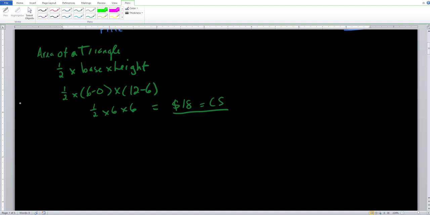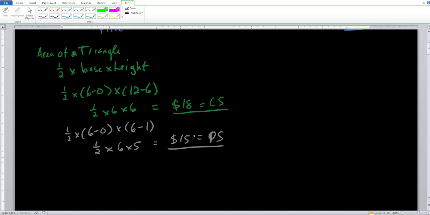Let's go ahead and jot that down. So for producer surplus, it's 1/2 times 6 minus 0, and then 6 minus 1. Go ahead, simplify this as much as you can. 1/2 times 6 times 5, so 1/2 times 30 will give us $15 worth of producer surplus, so PS in this instance. And once again, it doesn't really matter that these numbers are not equal, it just tells us a specific value that each of these numbers is going to take. So how much welfare do we have on the consumer side? How much efficiency do we have on the producer side? So far, pretty simple, right?